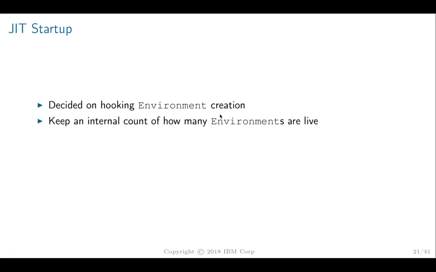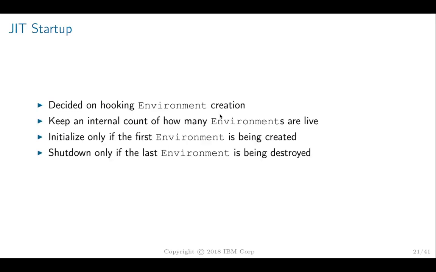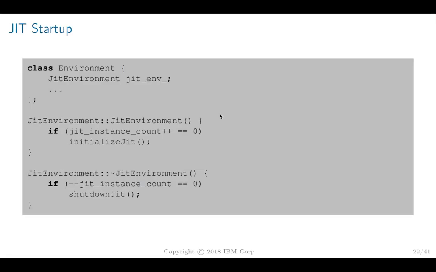But we do have to keep an internal count of how many of these environment objects are live, so that we initialize only when we're creating the first one, and we can shut down when we destroy the last one. So we just end up throwing in an extra class here that takes care of that in an RAII style, really basic C++. You construct these JIT environment things, and as long as one exists, the JIT is initialized. And you need one of these environments to execute WebAssembly code, so you can't call any WebAssembly code without this. So we know the JIT is always initialized when we call.